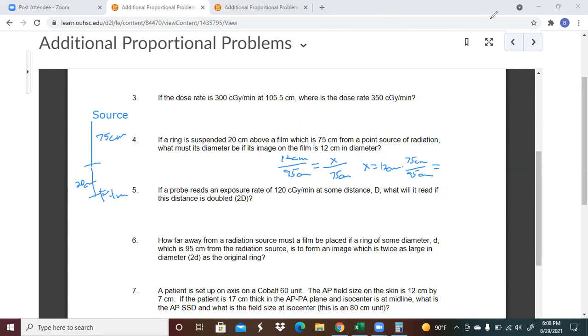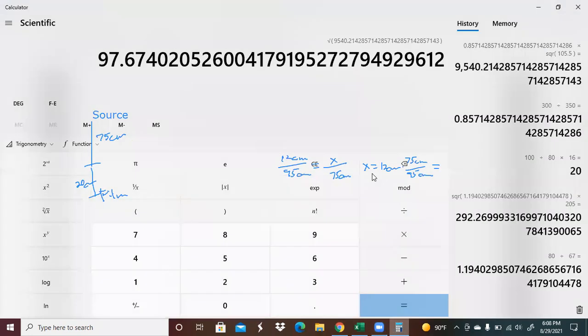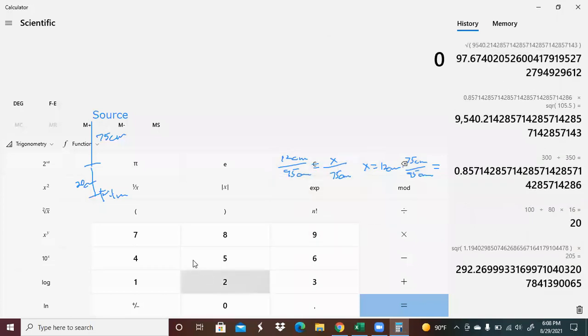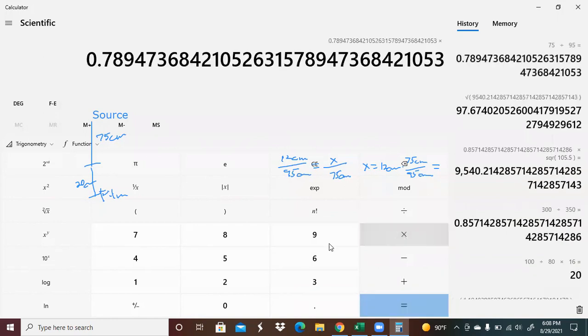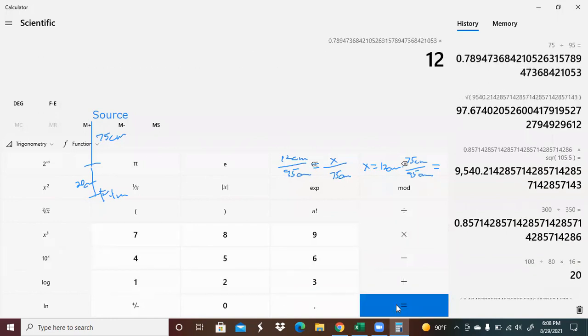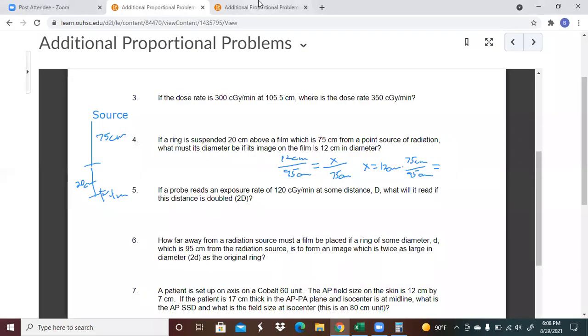So let's go here, as we always do, to our trusty calculator. So we've got 75 divided by 95. And then we multiply that by 12. And we get 9.47. Is this correct? I'm in suspense. 9.47. Okay. So then write this out here. So 9.47 cm. Okay. All right. Clear all that out.